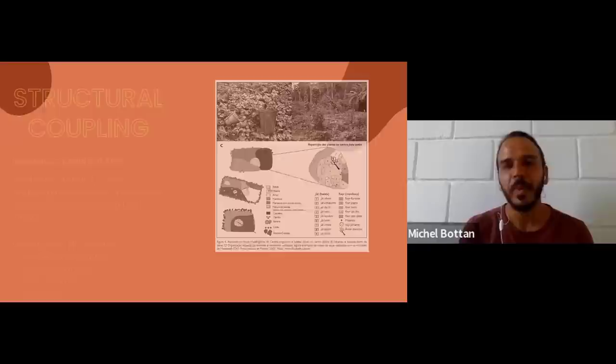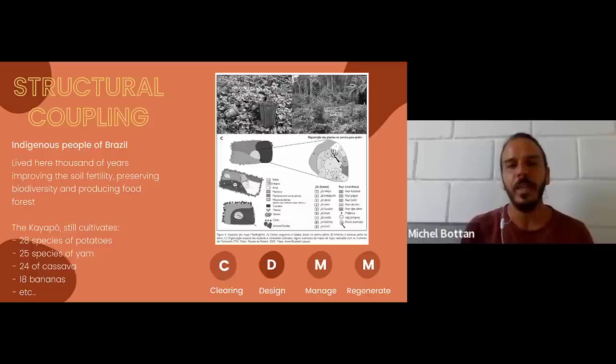So we are doing that all the time by creating the ecosystem and creating our structural coupling with that environment. And as I said, that was something that was already known by the indigenous population. They created these organisms. If you see their agriculture, it doesn't look like a monoculture. It looks like a cell, a living organism. So the Kayapó, for example, they have now 28 species of potatoes and a lot of other species.